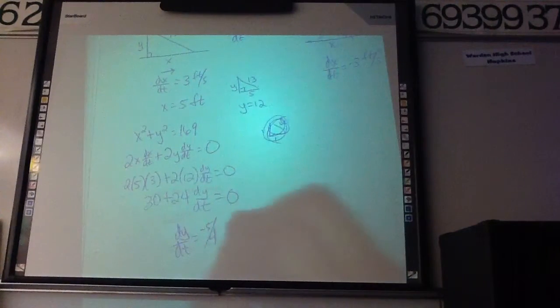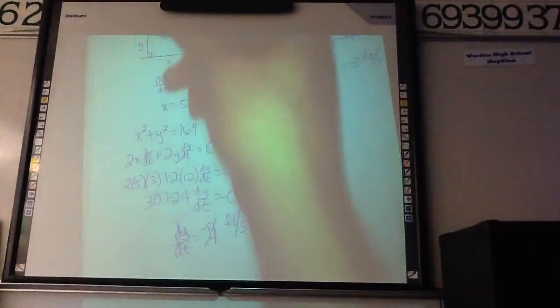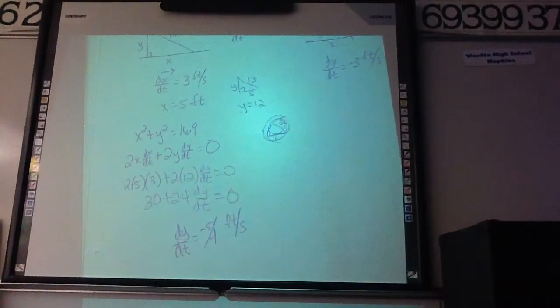Feet per second. Did we get asked for how fast something's moving? So it's just going to be distance divided by time.